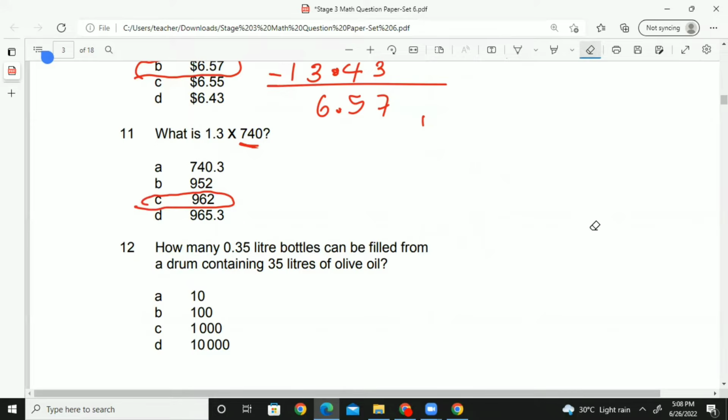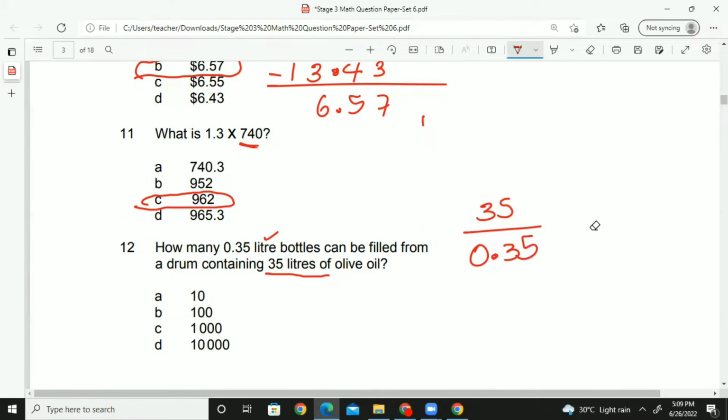All right, let's look at another question at the same time. It says, how many 0.35 liter bottles can we get from a container of 35 liters? So what we want to do is just divide, because you're talking about liters to liters. I have 35 liters and I want to know how many of these I could fill out of it. So I'm going to divide.